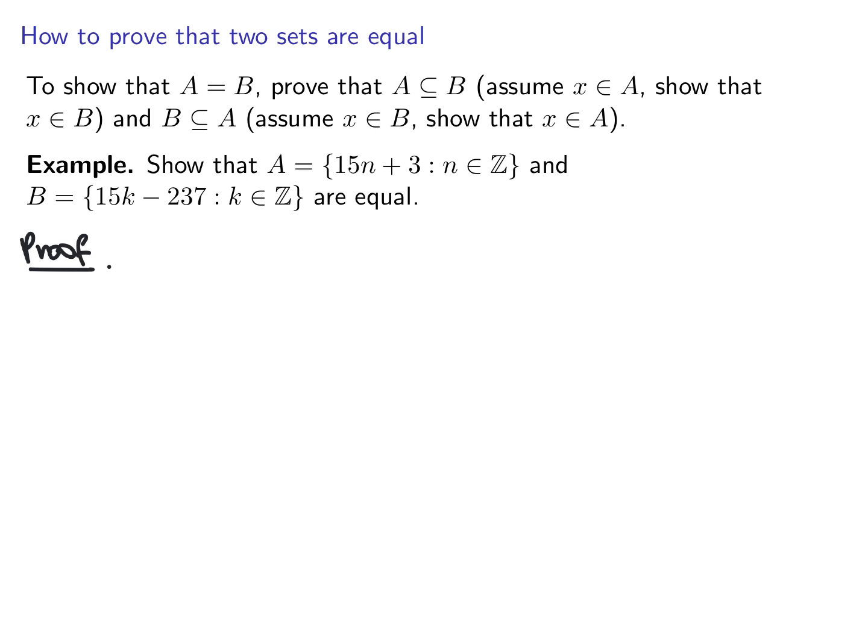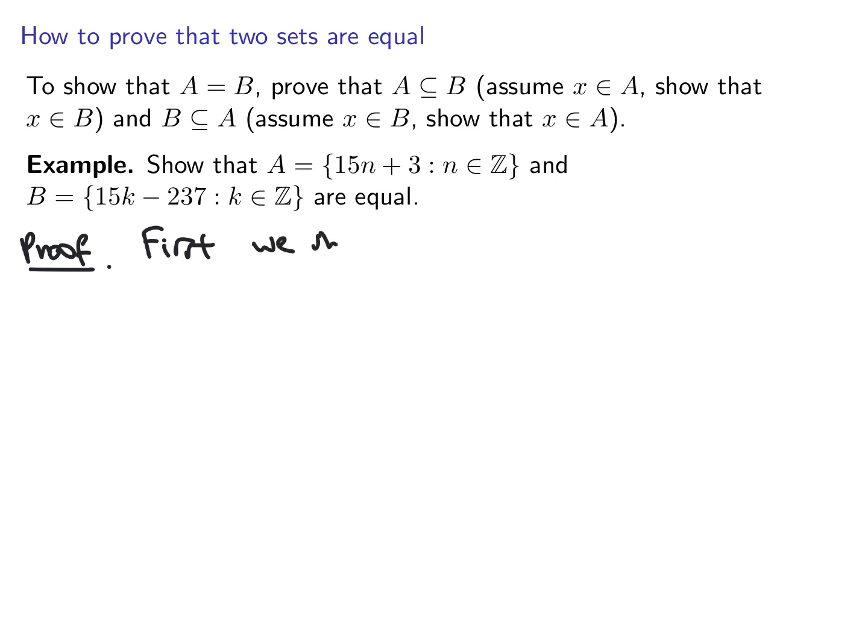We're going to show that these two sets are equal. 15n plus 3, where n is an integer, that's set A, and set B, 15k minus 237, again k is an integer, they are indeed equal. So, remember our lesson from writing mathematics. State your intention, keep the reader informed.